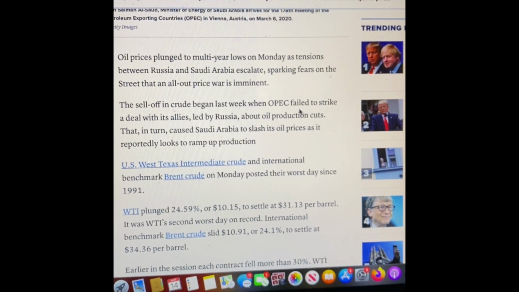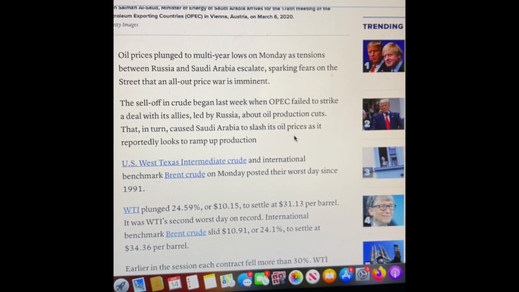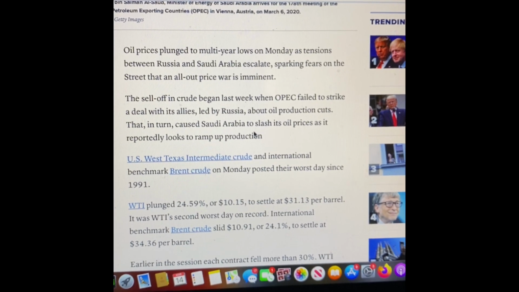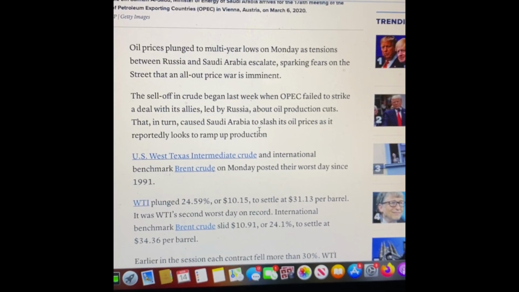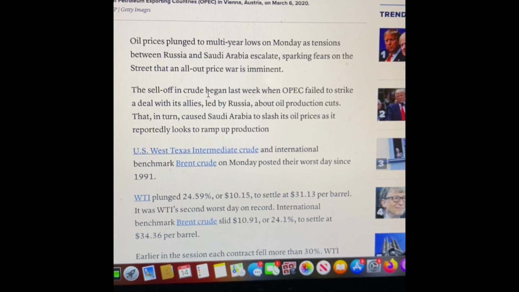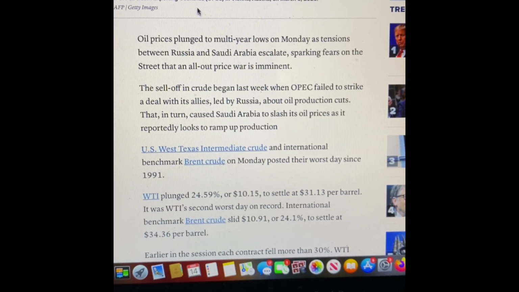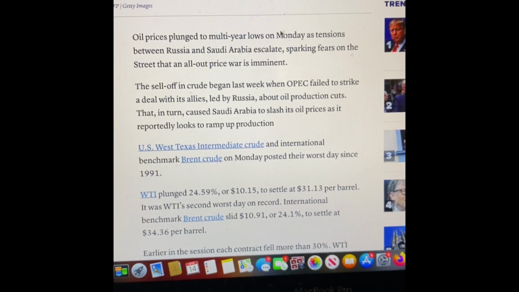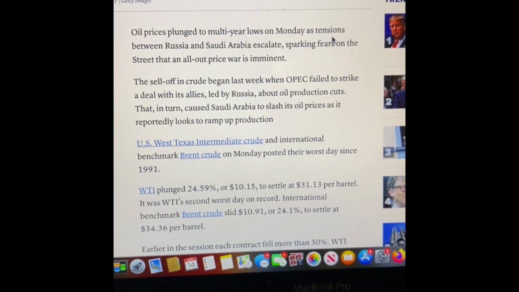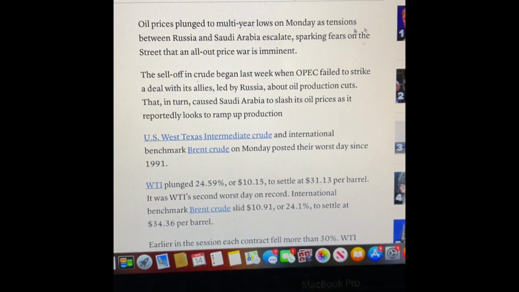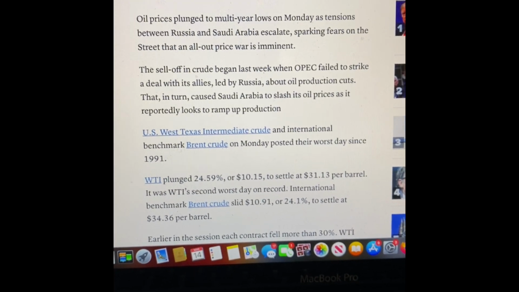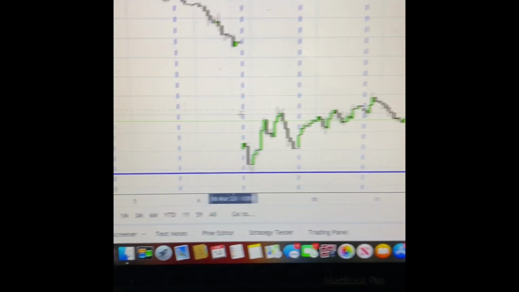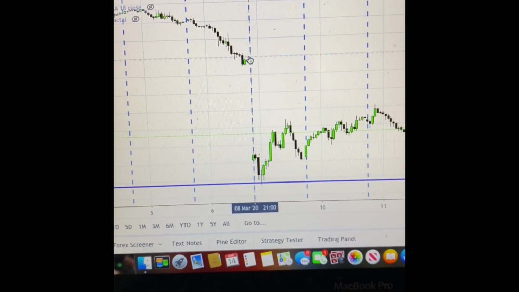created by OPEC, right? So essentially, the prices of oil have been slashed, and this is actually a 24% loss on the oil prices for the worst day since 1991, right? So in about, I'd say 30 years, this is the worst thing that's happened to the value of these oil prices, right?